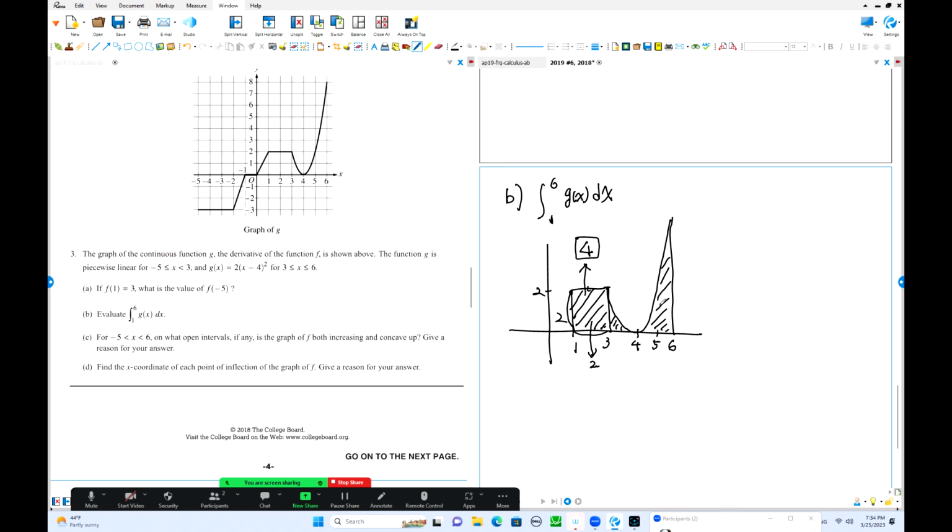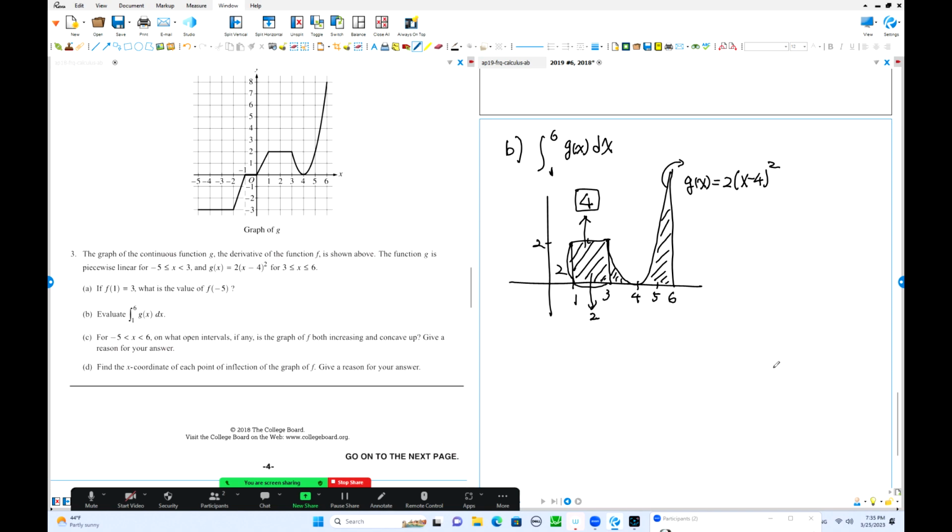Now let's find the area under this one. The equation is given. Under the equation over here, I'm going to use the equation. g of x equals 2 times (x minus 4) squared. Now let's find this one, from 3 to 6. 1 to 3 we already got.